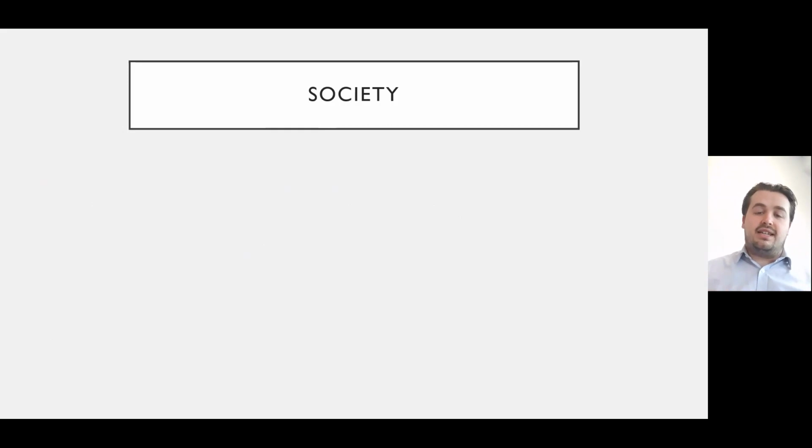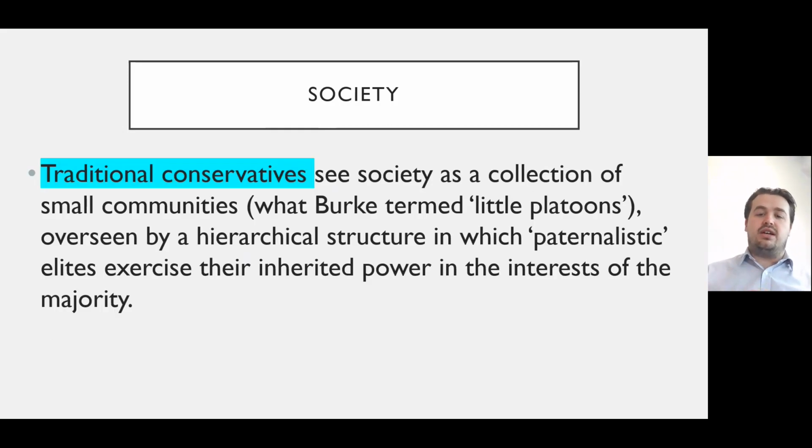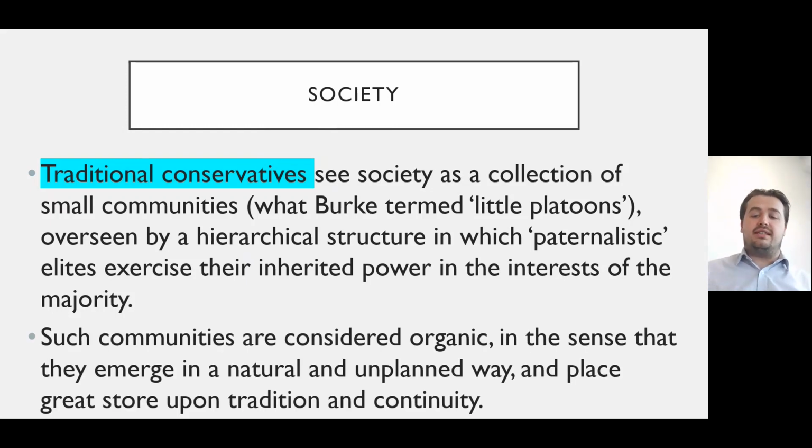So what about society then? Where do the tensions exist there? Your traditional conservatives see society as a collection of small communities. As we mentioned earlier, Burke terms these little platoons. And they're overseen by a hierarchical structure in which paternalistic elites exercise their inherited power in the interests of the majority. Such communities are considered pretty organic in the sense that they emerge in a natural and unplanned way, and they place great store upon tradition and continuity.